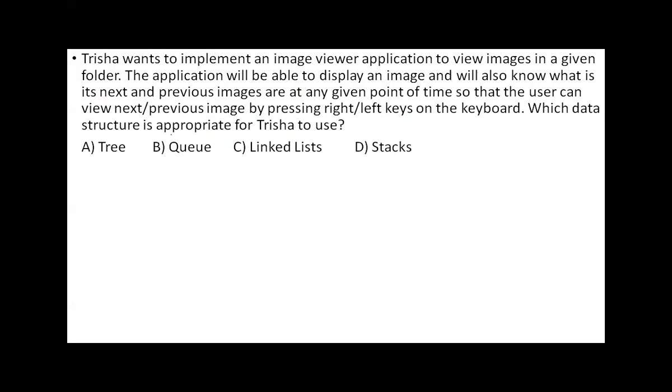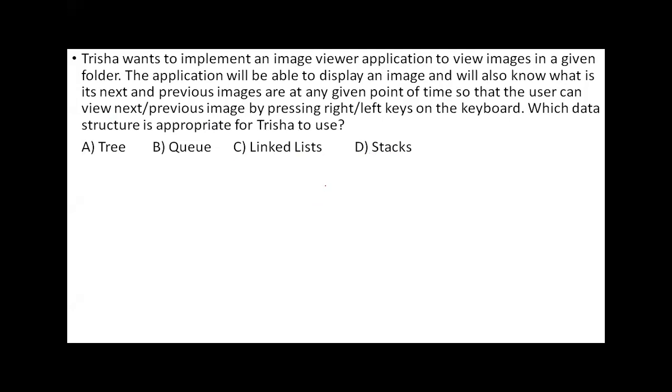So that means at any point of time the user should be able to access the next image or the previous image. That means the current image will have a link to the previous image and a link to the next image. So which data structure is appropriate for such a case? Yes, C. Exactly. So a linked list will be used to implement such operations here.